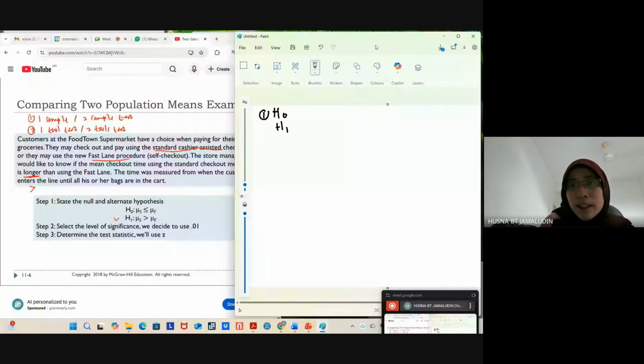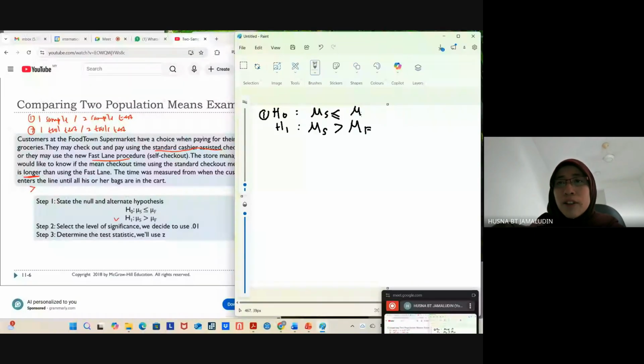So you put here the sign. You want to know the mean of the standard. So don't put mean 1 bigger than mean 2, because you have two things. If you put 1 bigger than 2, I don't know what is your 1. So label them. The standard S is bigger than the fast lane, so put F. So you have your H1, and H0 is just the opposite with an equal sign. So mean for standard is smaller or equal to the mean of fast lane.